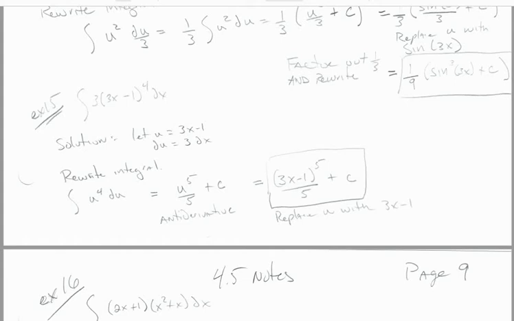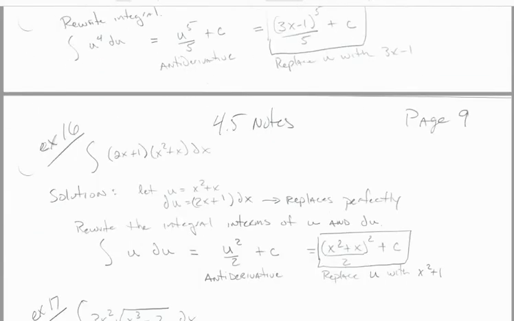When we take the antiderivative of u to the 4th, we get u to the 5th over 5 plus c. We replace the u back in, so we're going to have 3x minus 1 in for the u. So we'll have 3x minus 1 to the 5th over 5 plus c. And we just keep kind of moving on here. Let's take a look at this one.